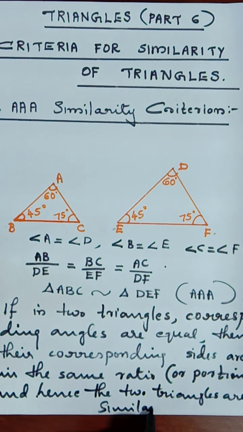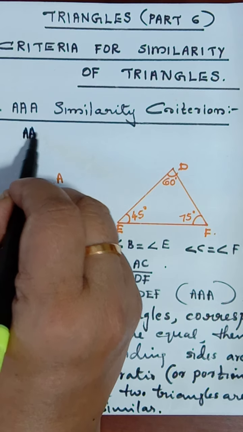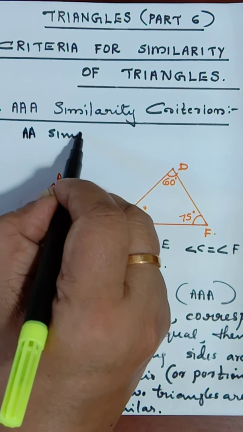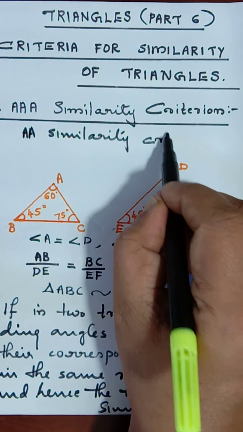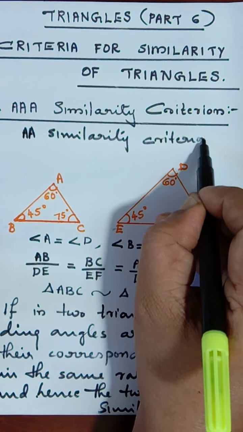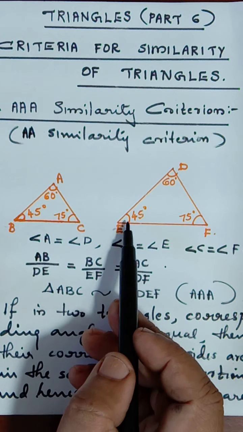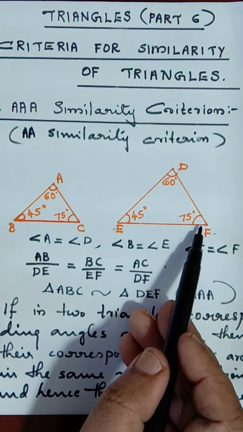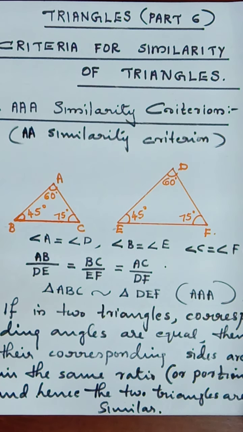That is how we have to write. Two triangles are similar, and along with this we can mark one point. It is also called the AA similarity criterion. Both things are the same. As I told you, if two corresponding angles are equal, automatically the third corresponding angle also will be equal. So when we do a problem, we have to write the reason as AA similarity or AAA similarity.